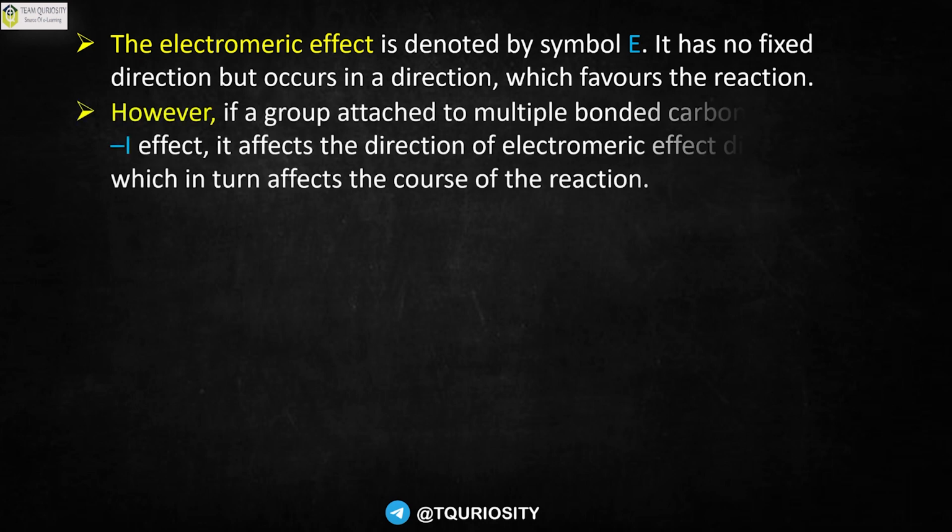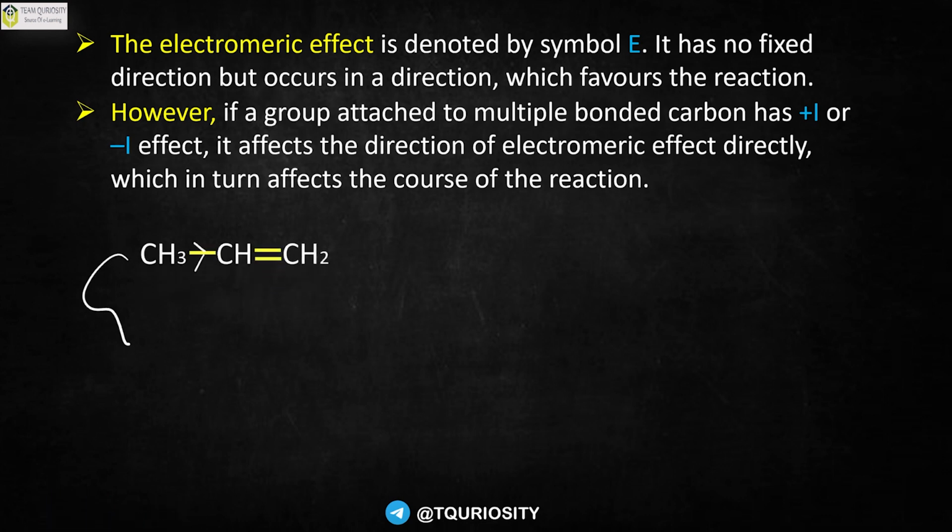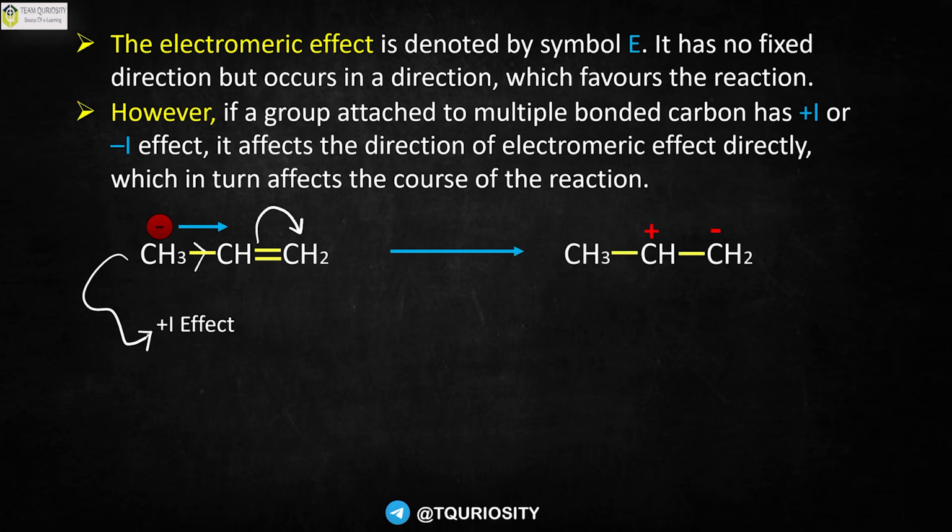However, if a group attached to a multiple bonded carbon has a plus I or minus I effect, it affects the direction of the electromeric effect directly, which in turn affects the course of the reaction. In the first case, due to the inductive effect, the electron goes towards the second carbon atom. So, during the reaction, the pi electron moves away from it toward the third carbon atom, giving it a negative charge, while the middle atom has a positive charge.